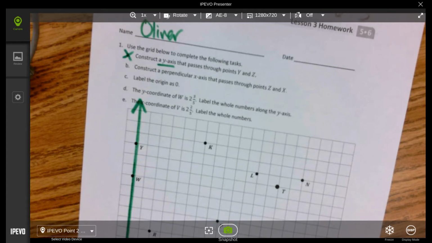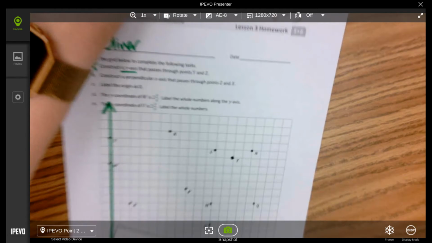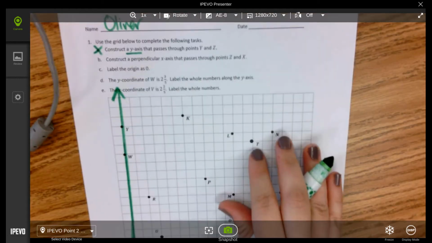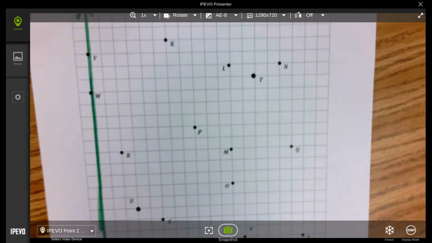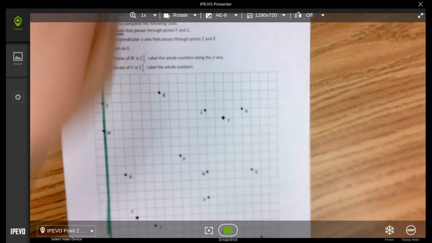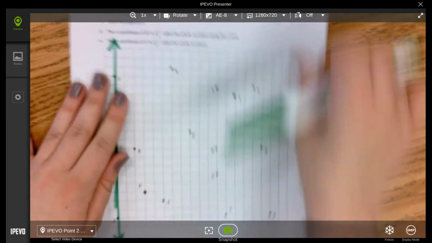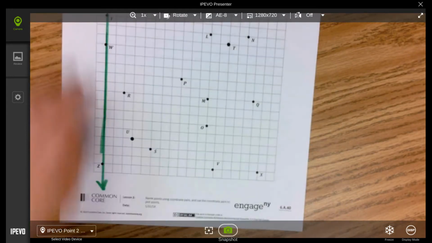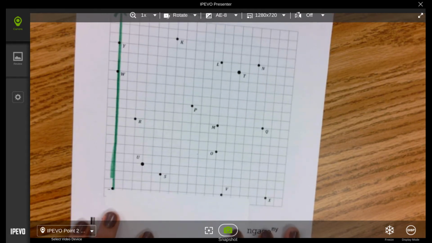Construct a perpendicular x-axis. So that means it's going to hit at a right angle. This needs to be a little bit taller. Let's try this again. There we go. Okay, so it's going to hit at a right angle, and it's going to go through Z and X. So now I'm going to connect Z and X going the other way.